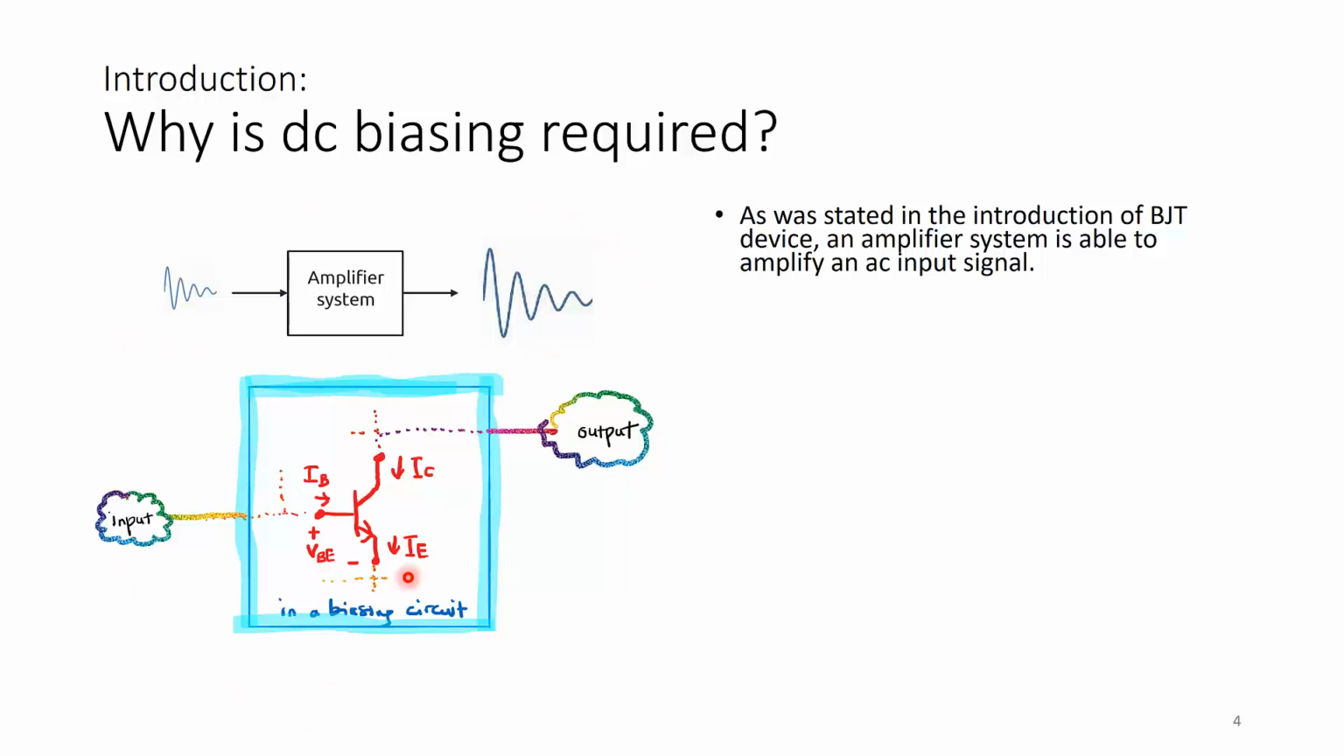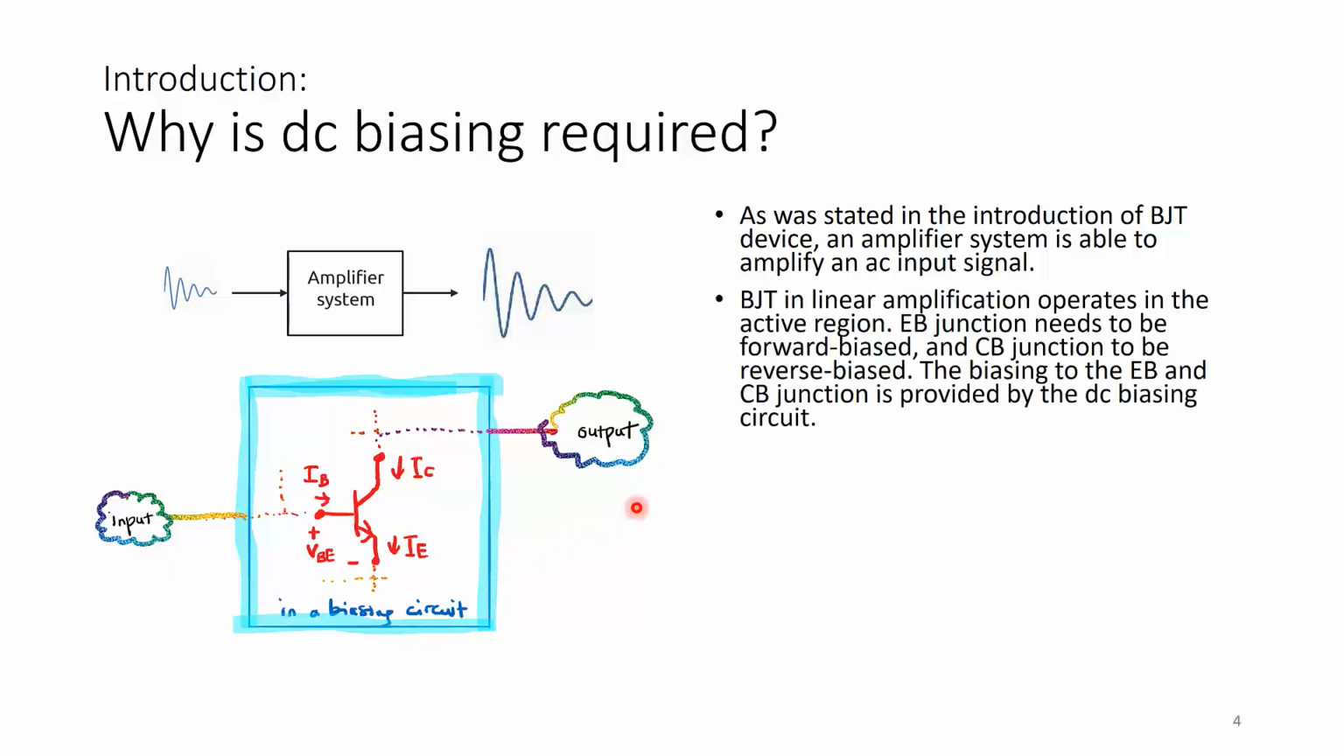This BJT has to be biased by a DC biasing circuit before it can amplify input to output. BJT in linear amplification operates in the active region, as mentioned in the previous lecture. So the emitter base junction needs to be forward biased and the collector base junction needs to be reverse biased. The biasing of the emitter base and collector base junctions is provided by this DC biasing circuit before it can actually amplify.